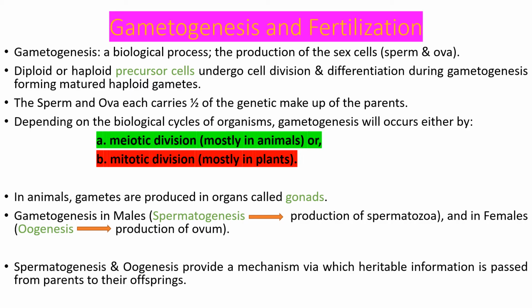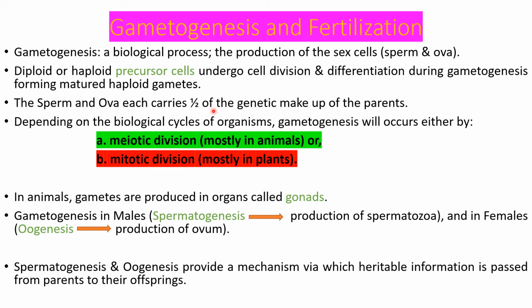Gametogenesis and fertilization. Gametogenesis is a basic biological process that leads to the production of the sex cells, that is the sperm and the egg or the ova. During this process, diploid or haploid precursor cells undergo cell division and differentiation, forming matured haploid gametes. The implication is that the sperm and the ova each carries half of the genetic makeup of the parents.